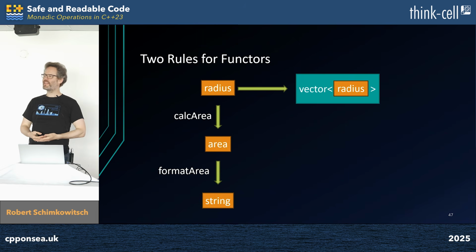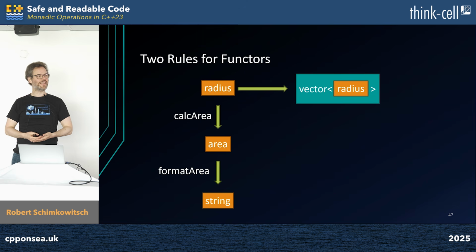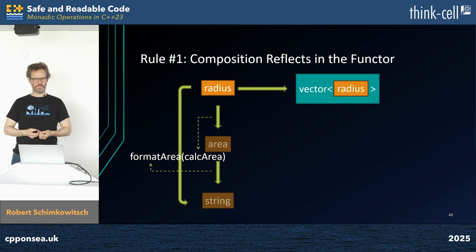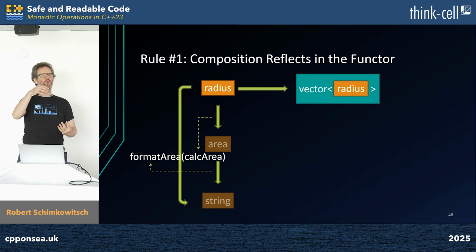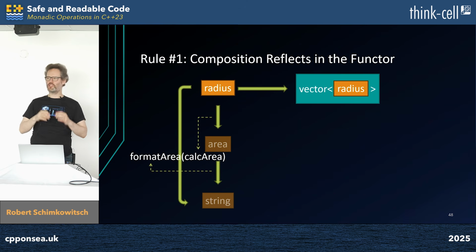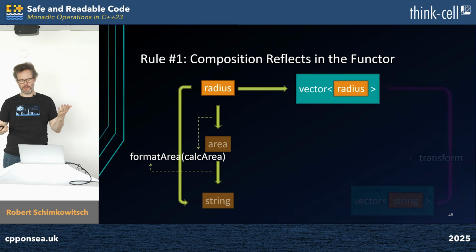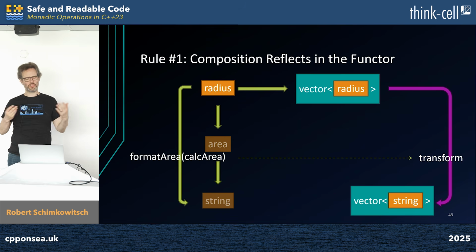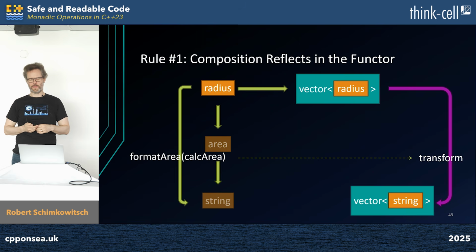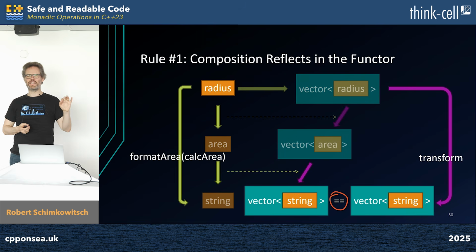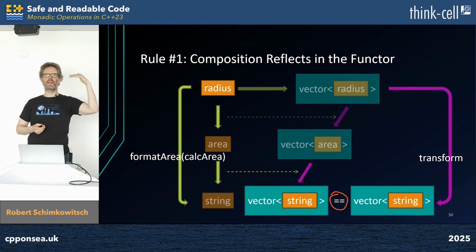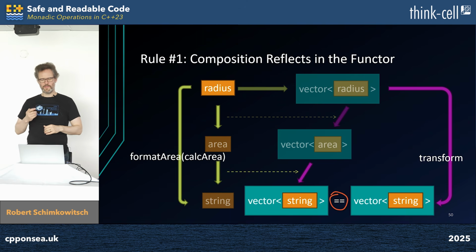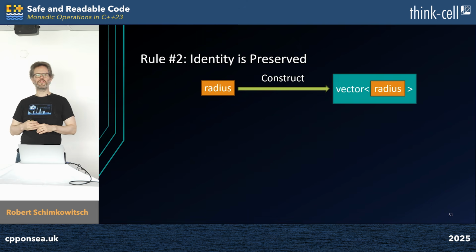Now let's add a little theory. There are two rules that functors have to follow. And the first rule is the rule of composition. Because we could compose our two separate functions into one function, and we could apply that on our functor, and it should give us a vector of strings. And it must be the exact same vector of strings as if we had applied it stage by stage in the pipeline. The second rule is the rule of identity.